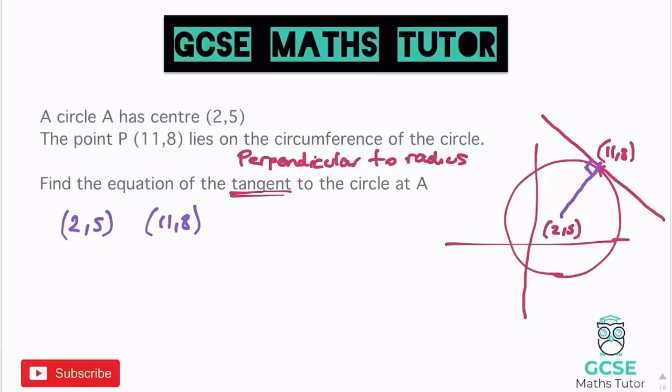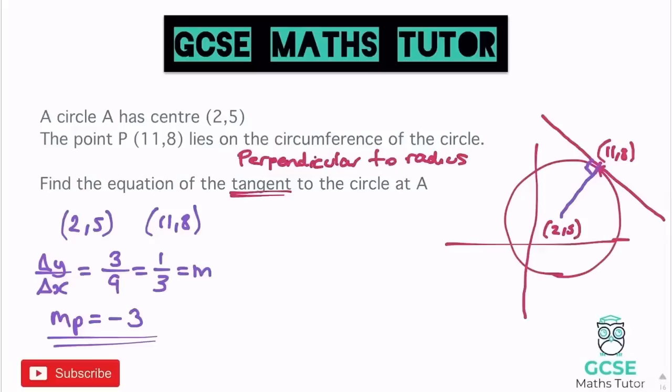I can do the same as we did in the last question. I can do the change in y over the change in x. And that's change in y goes from 5 to 8, which is 3, and the change in x goes from 2 to 11, which is 9. So my gradient is a third. There we go. So my gradient, or m, is a third. So looking at the tangent, which is perpendicular, I can say that the gradient of that is, well, flip it over, would give us 3, change the sign, -3. So there's the gradient of the tangent.